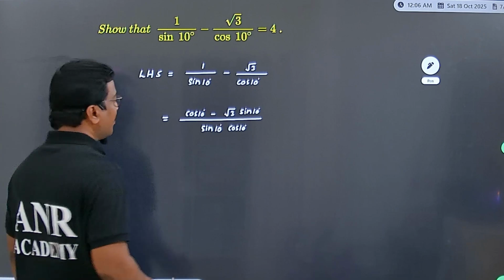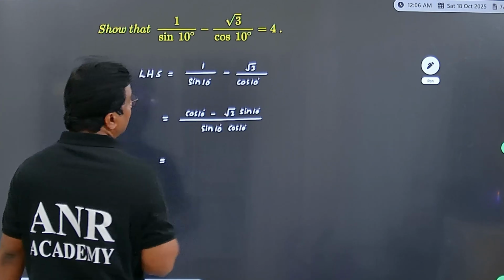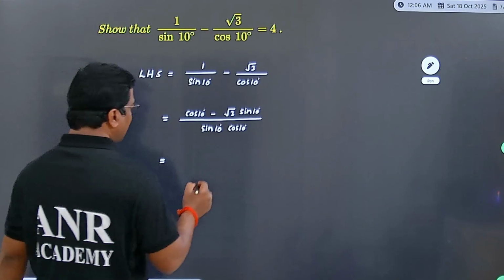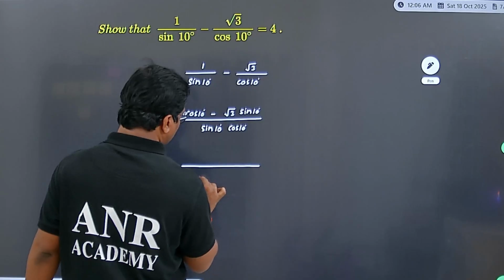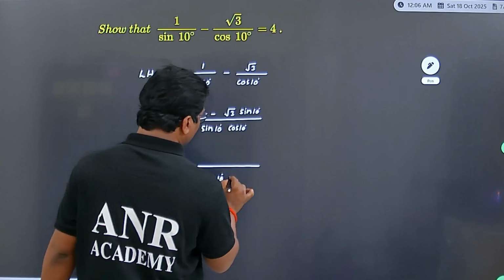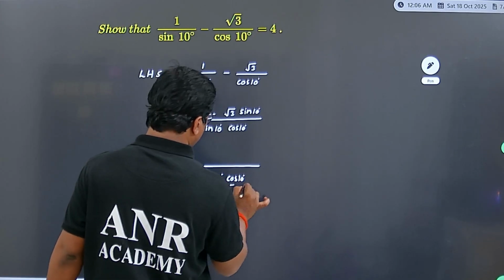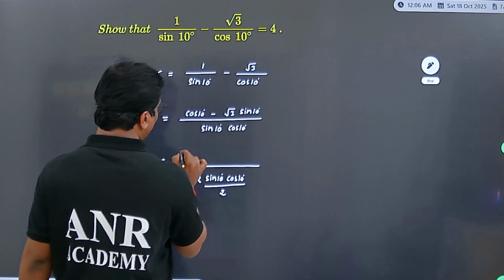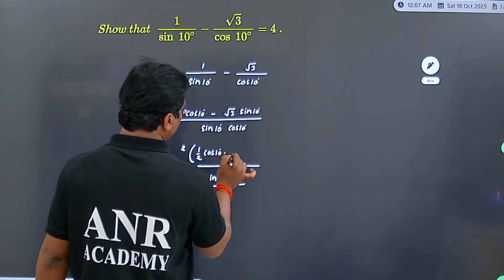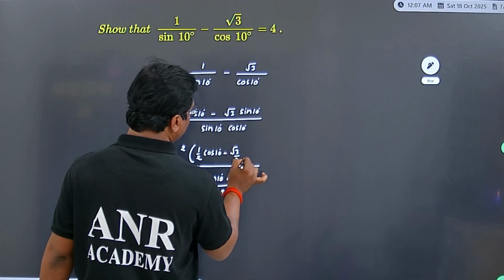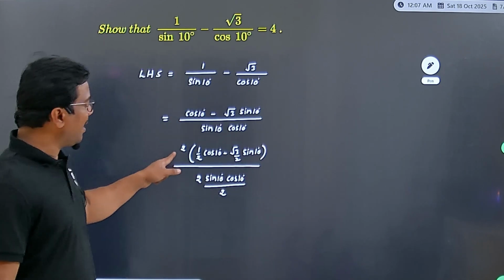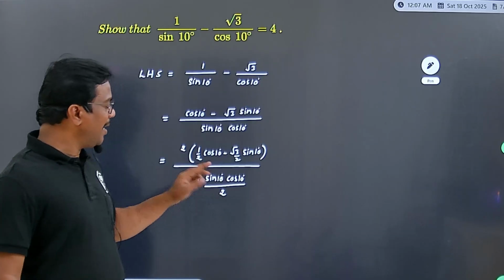Finally we need to prove that the result is 4. Here what I am doing, observe: I multiply with 2 and divide with 2 in the denominator part, and also in the numerator part I multiply with 2 and divide with 2. What happens, observe. This is 2 sine 10 degrees in the denominator. In the numerator, 2 multiplied and 2 divided.